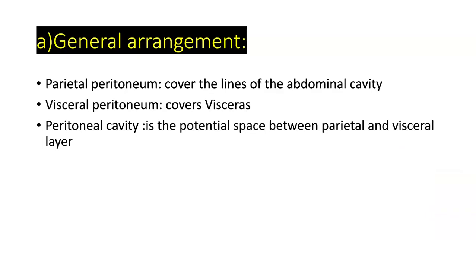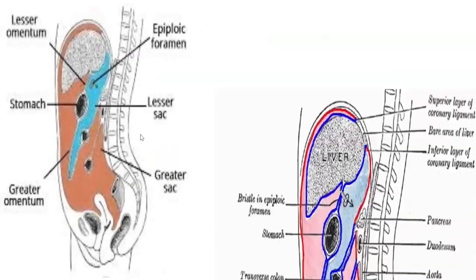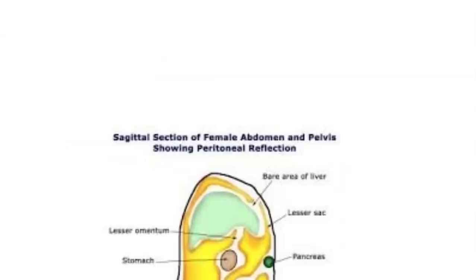Let's talk about the parietal peritoneum, visceral peritoneum, and the peritoneal cavity. The parietal peritoneum is basically the peritoneum which lines the abdominal cavity. The visceral peritoneum, as the name suggests, covers the viscera, and the peritoneal cavity is the space between the visceral and the parietal peritoneum. As you can see here, this is the parietal peritoneum. This is the peritoneum which covers the viscera, the visceral peritoneum, and in between these two is the peritoneal cavity. So these are the examples of peritoneum.